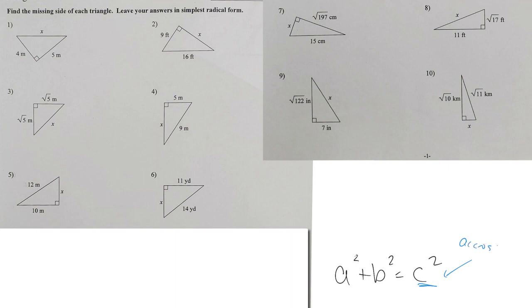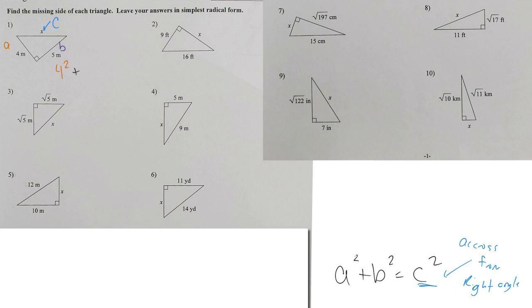across from the right angle. So I know right here that this is going to be C. The good news is I can call A and B whatever I want. So I'm going to say 4 is A, and I'm going to say that 5 is B.